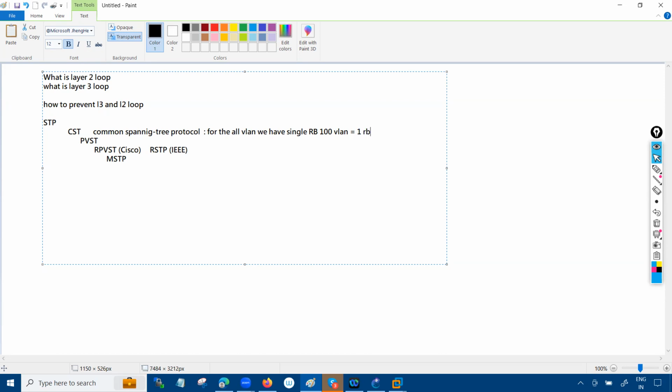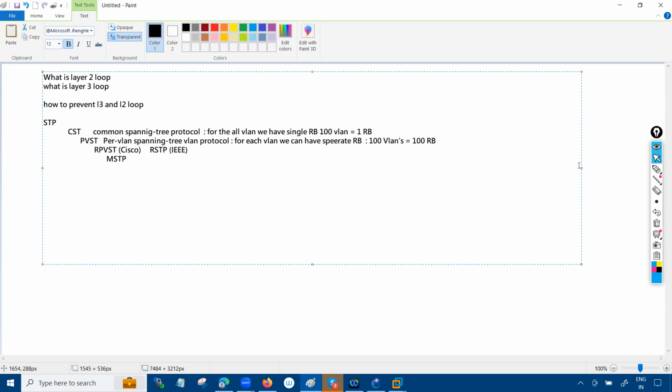But in the PVST case, what happened? In the per VLAN spanning tree protocol, for each VLAN we can have a separate root bridge. So if you want, you can do that. You need to change the priority. So if you have 100 VLANs, for example, then you can have 100 root bridges over there, based on the manipulation, right?